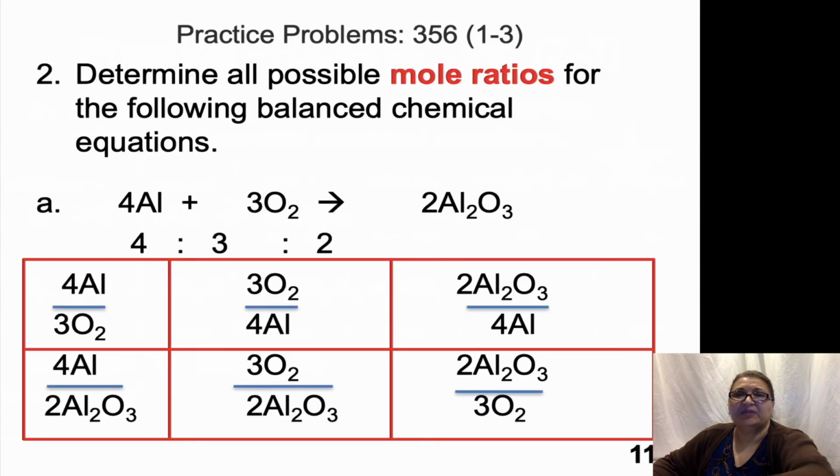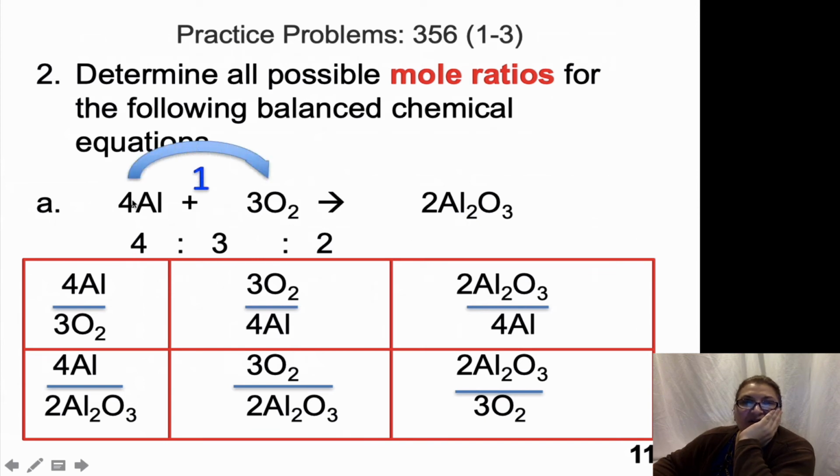The second type of problem is mole ratios. Determine all possible mole ratios for the following balanced chemical equation. All we have to do is we look at it's 4 to 3 to 2. So let's see how you do this. It's good that you have a system.